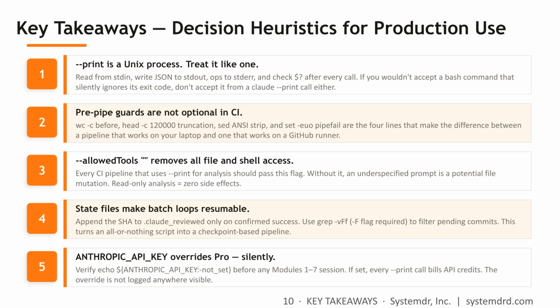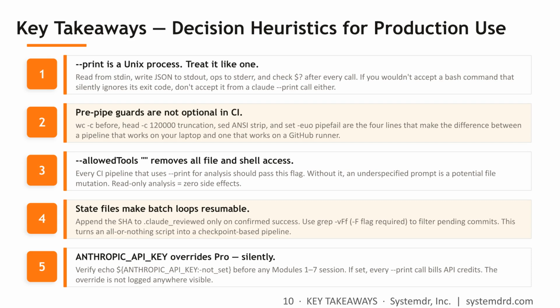2. Pre-pipe guards are not optional in CI. wc -c before, head -c 12,000 for truncation, sed for ANSI, and set -euo pipefail. These 4 lines are the difference between a script that works on your laptop and a pipeline that survives a GitHub runner. 3. --allowedTools empty string removes all file and shell access.